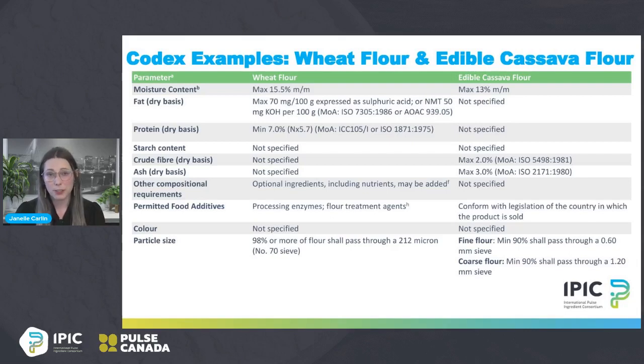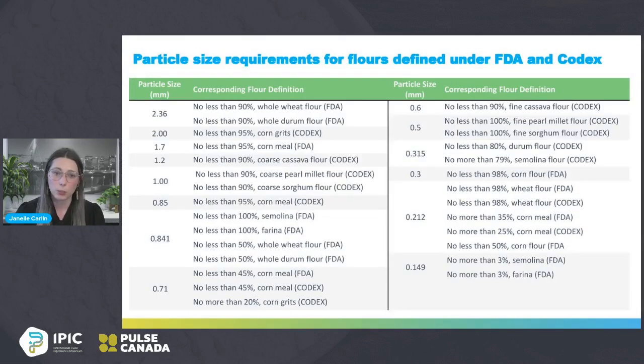And taking a look specifically when we're looking at all of these ground ingredients, the particle size requirement is something that's really important across the board. So this is something that you can see here. So this is a lot of existing definitions that are defined under FDA and Codex as well, where particle size is something that pops up for almost every definition in this case.